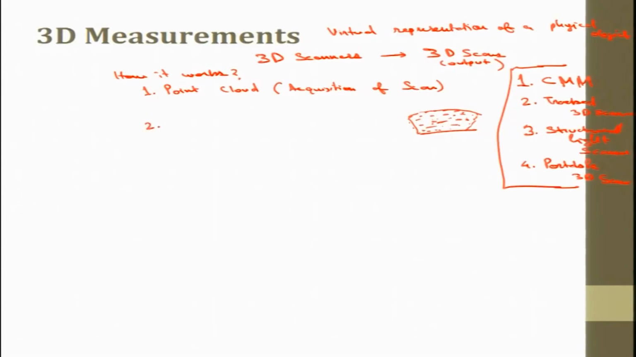Using the point cloud, we create a triangle mesh. What is a triangle mesh? This is the point cloud, and we will make triangles out of it, joining a point with another point. Similarly, the whole surface will be in the form of triangles. This is known as a triangle mesh. I would just call this mesh generation.